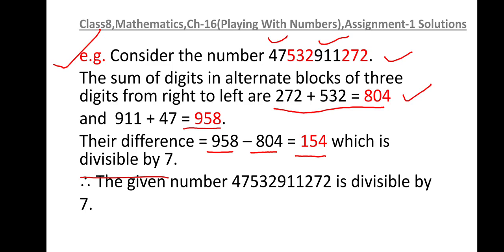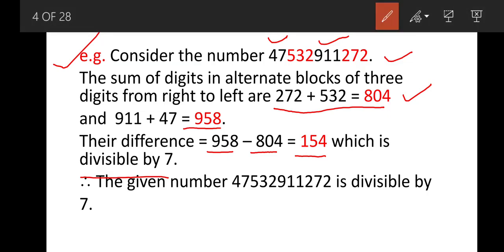I am explaining it again. Dear children, when you are supposed to check the divisibility by 7, what you are supposed to do? Starting from right to left, you need to take the 3 digits in alternate blocks. First of all, find the 3 digits in alternate blocks and then take their sum. Like we have taken the digits in alternate blocks, and then we have taken their sum, that is 804. And then this is in another block, then we have added them, and then if their difference is divisible by 7, then we can say that this complete number is divisible by 7. I hope this is clear to you now.